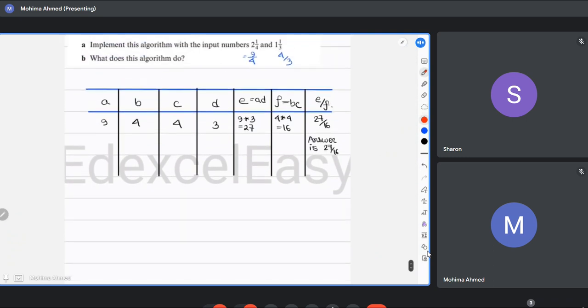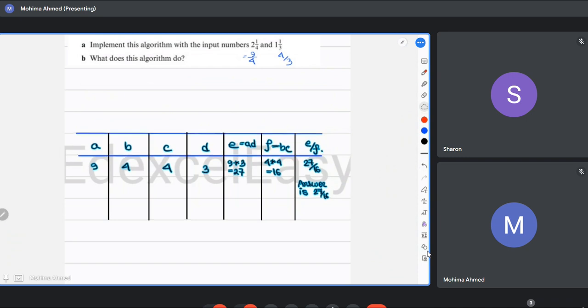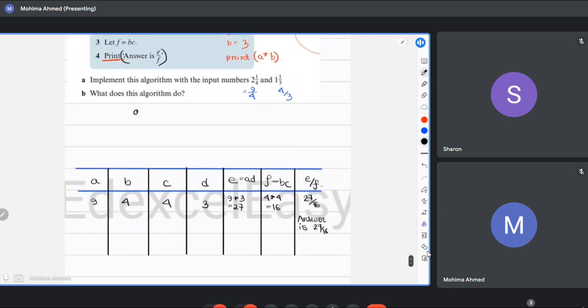I'll just explain this to you. We have A divided by B, multiplied with C divided by D, these two fractions. In E, we got AD, and in F, we had BC. So when we are dividing E over F, we have to divide AD by BC. E over F is basically A by B multiplied with D by C, which can again be written as A by B divided by C by D.